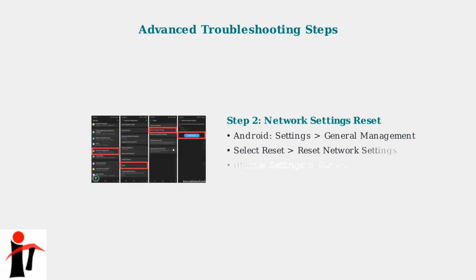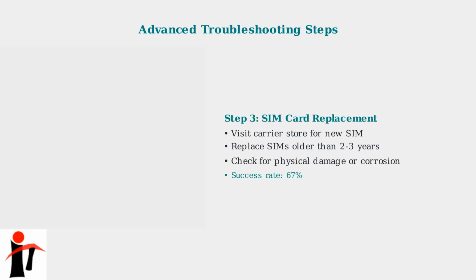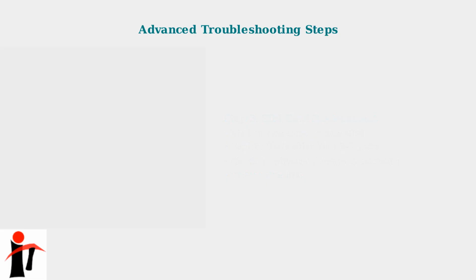If carrier updates don't help, reset your network settings to default. This clears all saved Wi-Fi passwords, Bluetooth connections, and cellular settings, forcing your device to establish fresh network connections. Consider getting a new SIM card from your carrier. SIM cards can degrade over time, especially if they're over 2 years old. Physical damage, corrosion, or authentication issues can cause service problems even with strong signal strength.